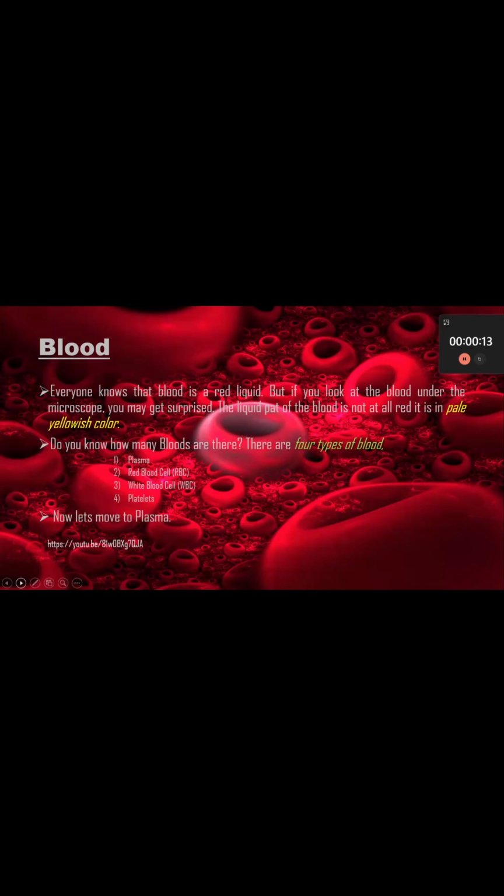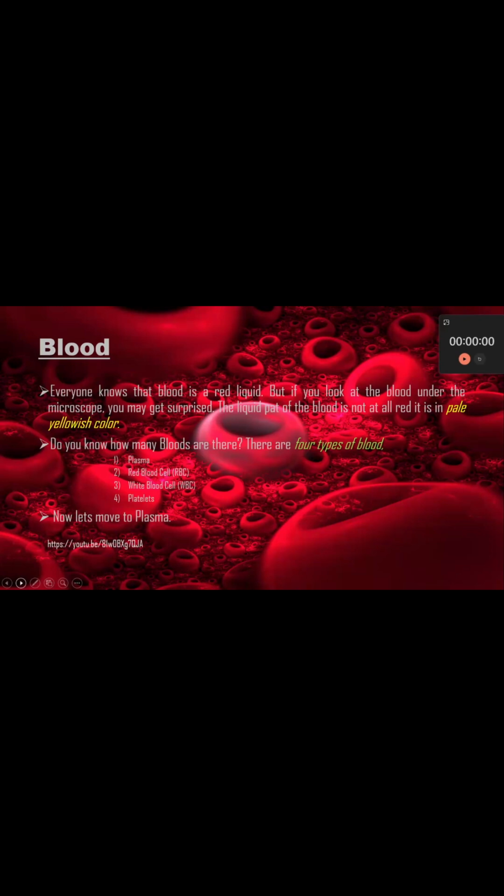Under a microscope, you may get surprised. The liquid part of the blood is not at all red. It is pale yellow. There are 4 components of blood. One is plasma, second red blood cells, white blood cells, and platelets.